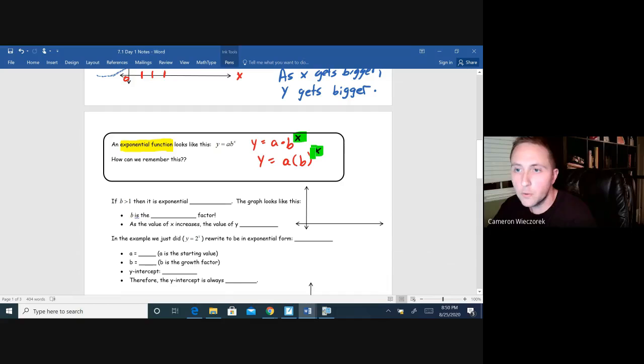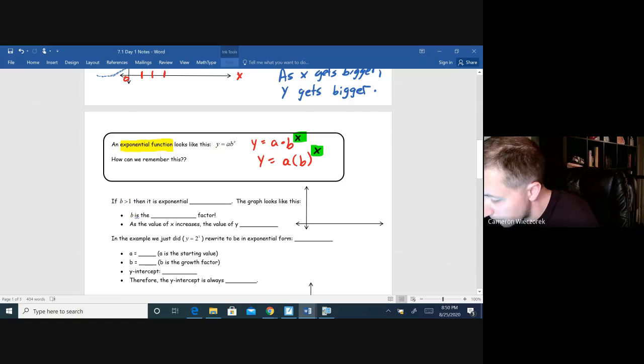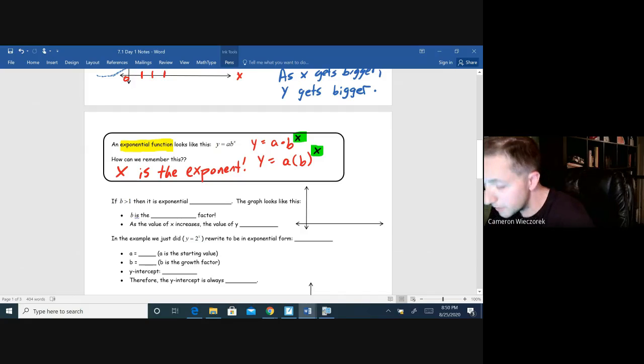Anytime you're dealing with an equation and you see x as that little guy in the sky, you have an exponential function. Okay. So how can we remember this? X is the exponent. The exponent is not a number, it's a variable. Okay. That's how you can remember.